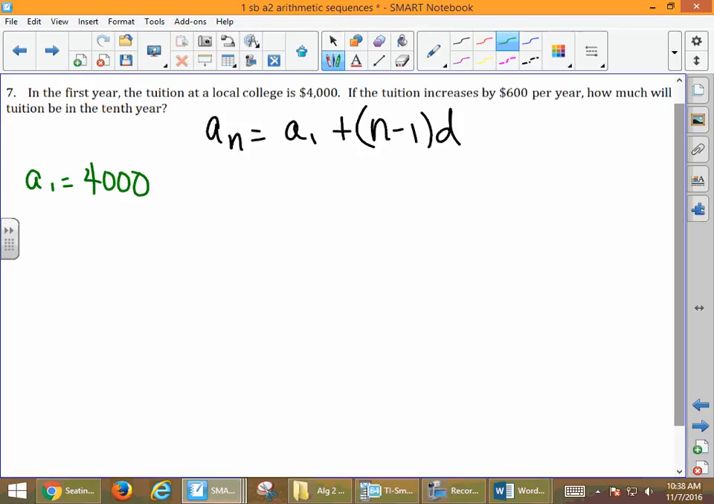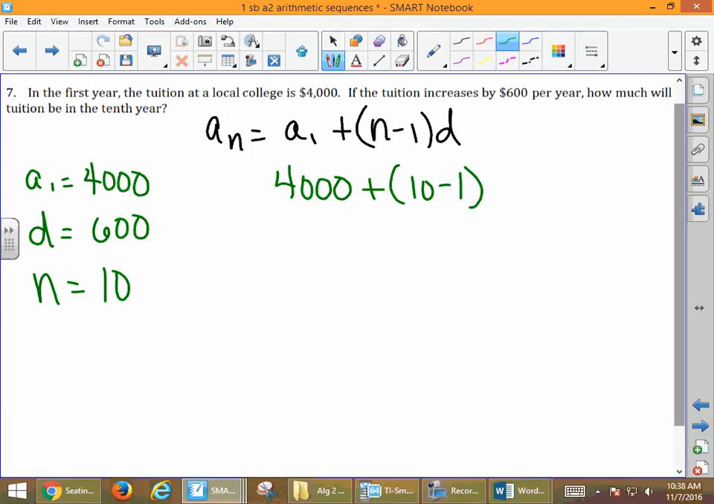What's the 600? Is it n or is it d? It's actually d. Good try. And then what we want to know is, how much will the tuition be in the 10th year? There's our n. And we can fill it in. So a sub 1 is 4,000 plus 10 minus 1 times 600.